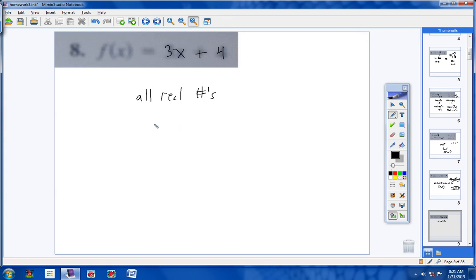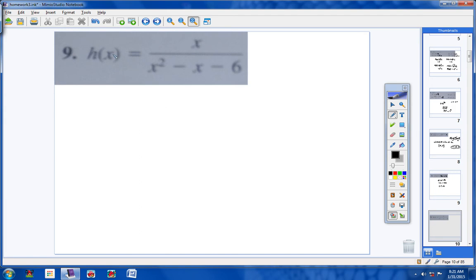Or you could say x is less than or equal to 0, or it's greater than or equal to 0. I guess say do it with inequalities. Or with interval notation, it would be negative infinity to positive infinity. You always use parentheses with infinity. Okay. Alright, moving on to number 9.